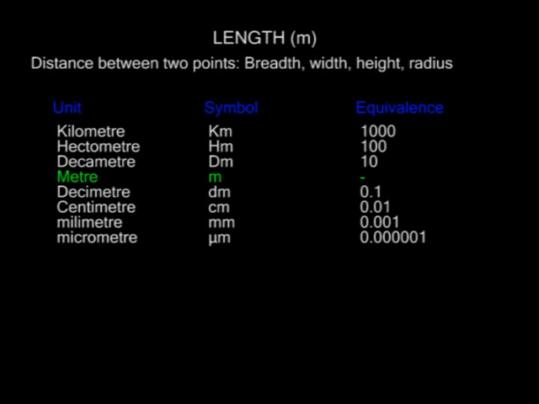On your screen is a table showing the multiples and submultiples of the meter. For the multiples, 10 meters is equal to 1 decameter, 100 meters is equal to 1 hectometer, 1,000 meters make a kilometer. On the submultiples, 1 meter is equivalent to 10 decimeters, 1 meter is also equivalent to 100 centimeters, 1,000 millimeters make 1 meter, and 1,000,000 micrometers make 1 meter.